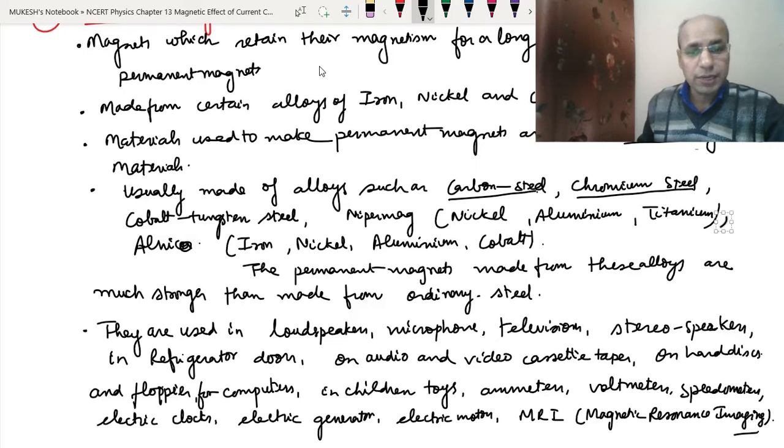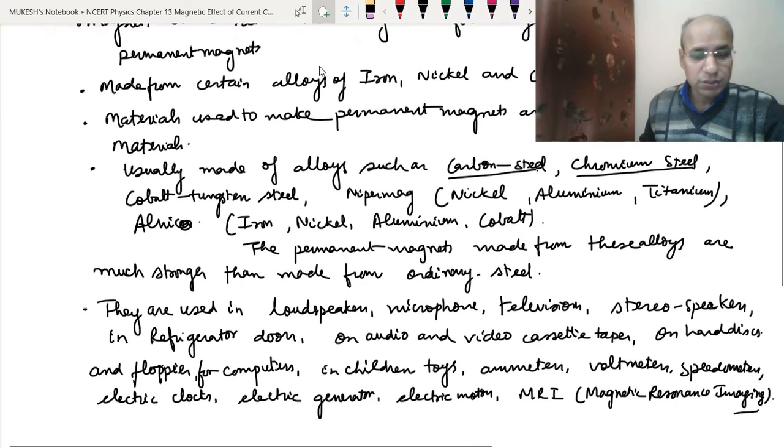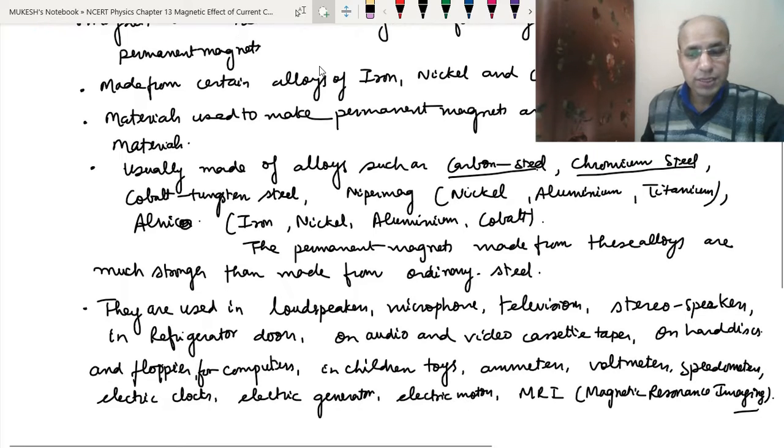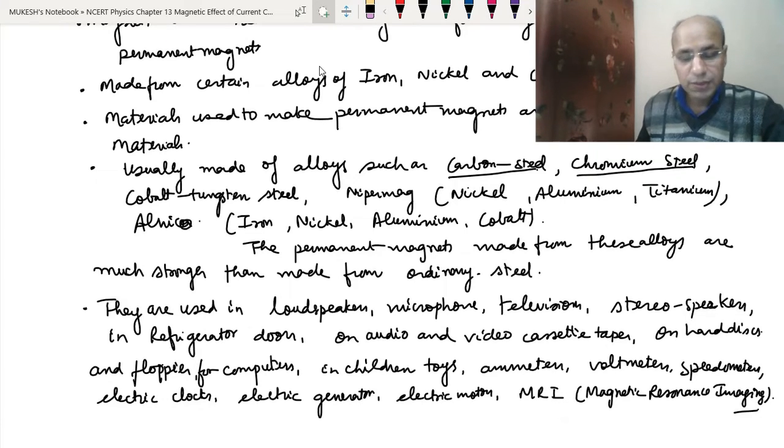And they have so many uses: they are used in loudspeakers, microphones, televisions, stereo speakers, refrigerator doors, audio and video cassette tapes, hard disks and floppies for computers that we use. In children's toys, ammeters that we use to measure the current, voltmeters that we use to measure the potential difference, speedometers that we use to measure the speeds, electric clocks, electric generators, electric motors, MRI, and many more which we have not written here. So there are so many uses of permanent magnets. I hope this is clear to you.